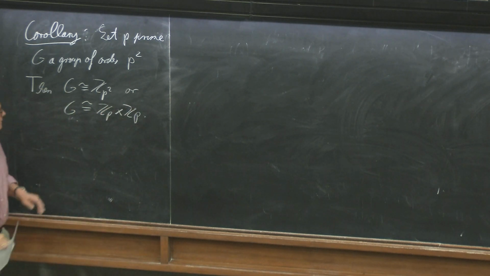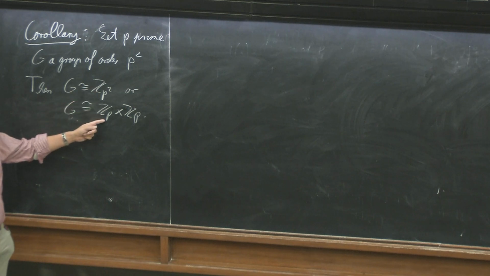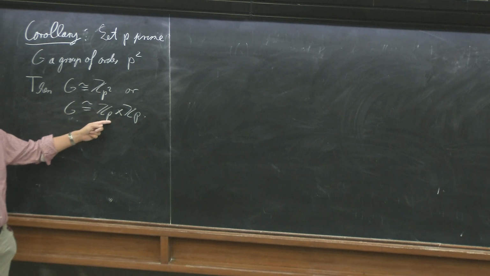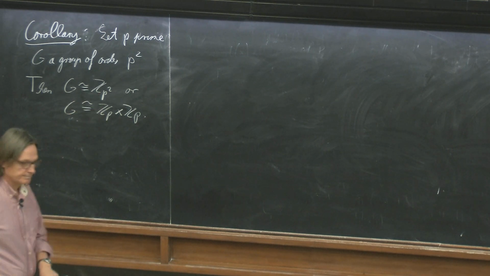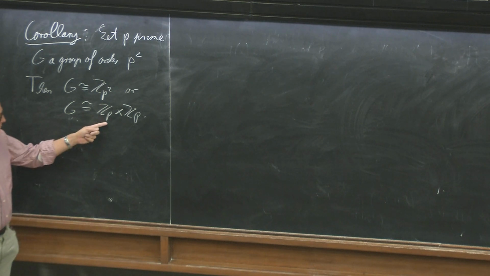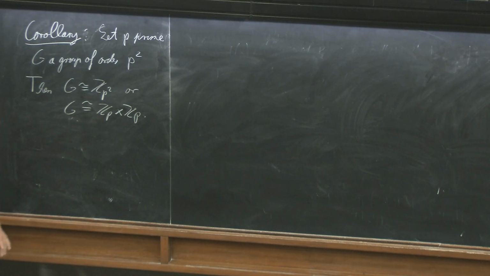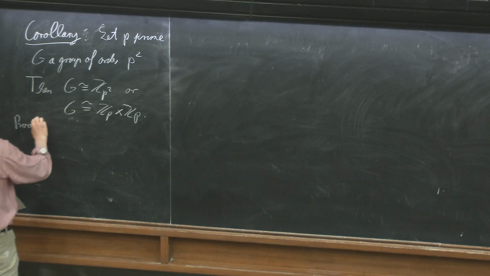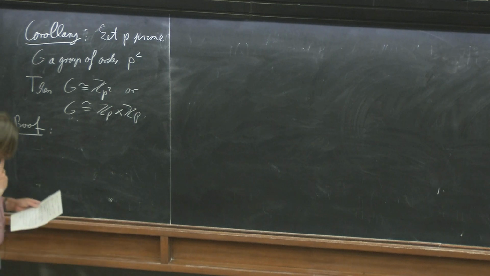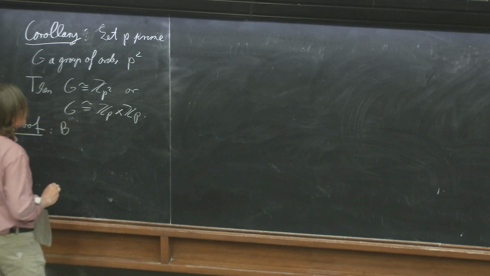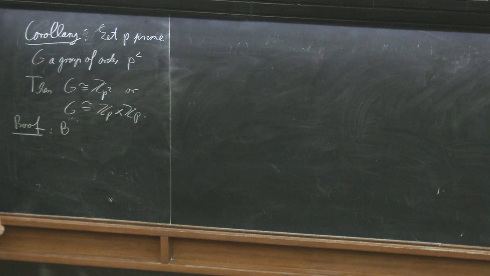You can easily see that Z_{p^2} and Z_p times C_p are not isomorphic, because this one contains an element of order p squared, and this one doesn't. In fact, the order of any element here is at most p. Okay. So now I want to prove it. By Cauchy's theorem, our group contains an element of order p.